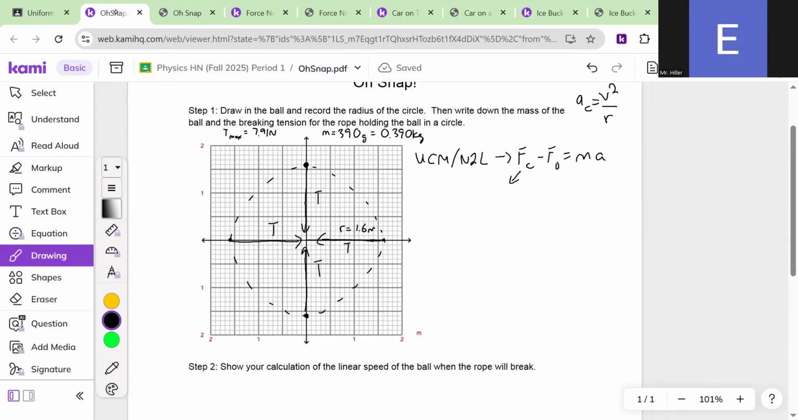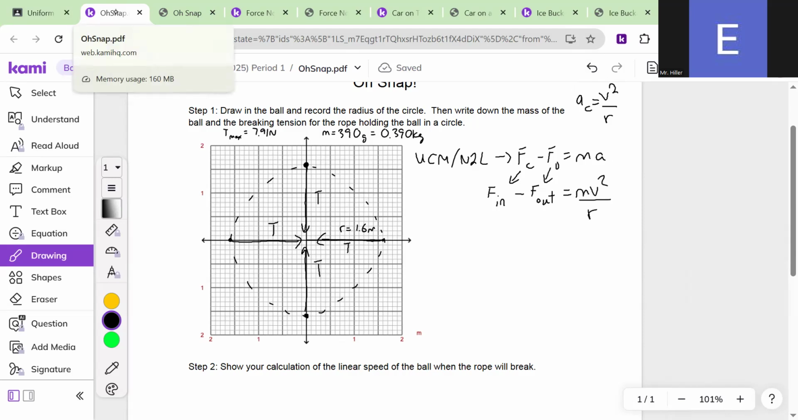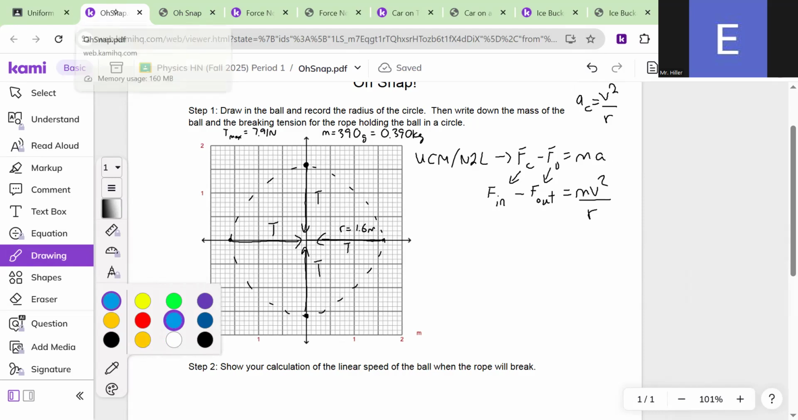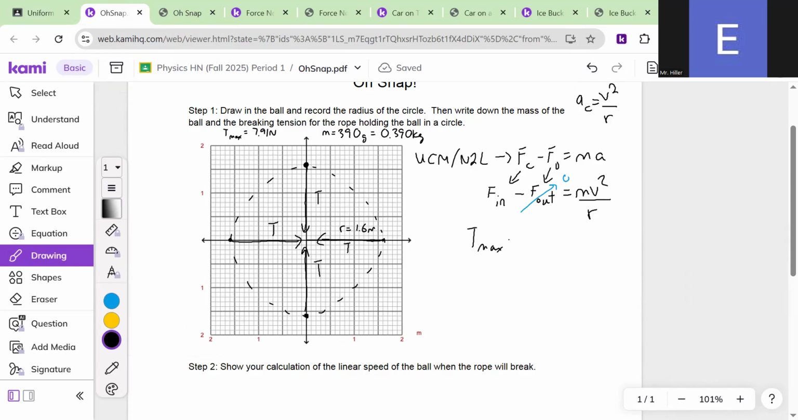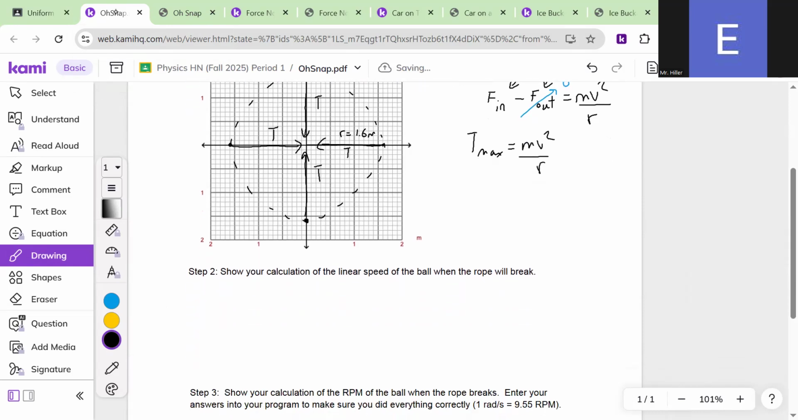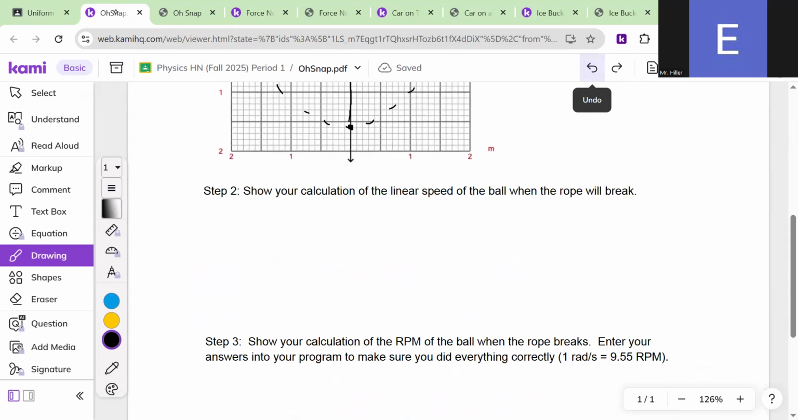Well, the causing force actually points into a circle. The opposing force actually points out of a circle. And the acceleration is v squared divided by r. So I would write this as mv squared divided by r. Well, since there is no force pointing out of the circle and the force pointing in is tension, T max equals mv squared divided by r. So that's what we're going to be using, and we're going to use that to calculate the speed, because you can calculate the speed from there. So let's go ahead and do that.